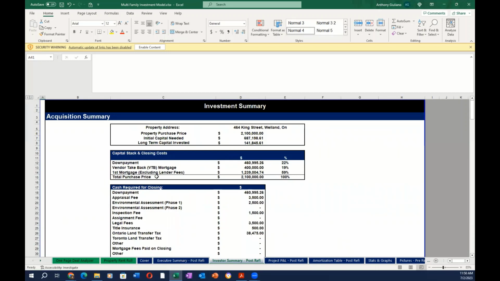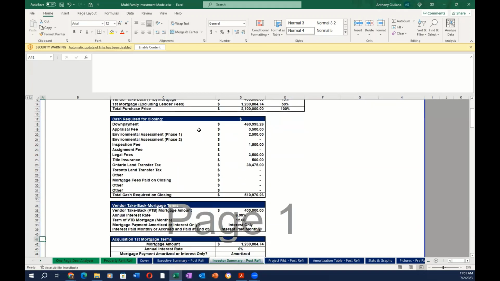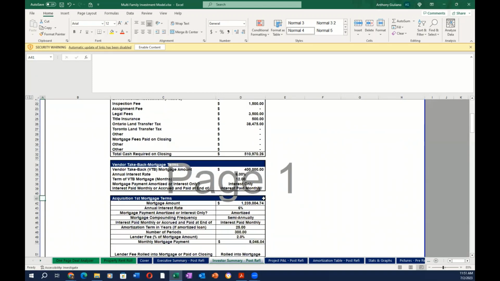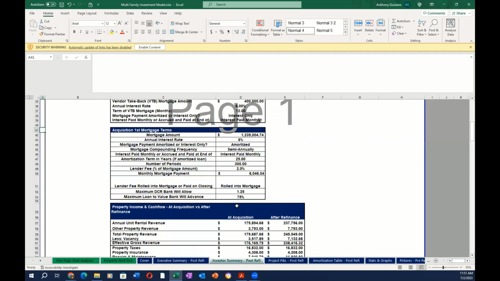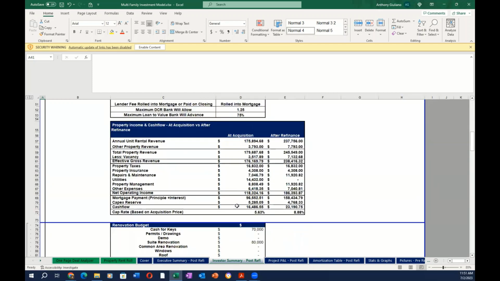The next thing, this is the acquisition summary. What I would call this is the full detailed investment summary. So kind of taking the executive summary to the next step. Now, maybe they want to see the full plan for the property. Well, here's the purchase price, the capital needed, the long-term capital invested. Here's all of my closing costs that are automatically generated. Here's the summary of how the vendor take-back mortgage is getting financed. Here's a summary of how I'm financing my first mortgage. Quick summary of the P&L at acquisition and at refinance.